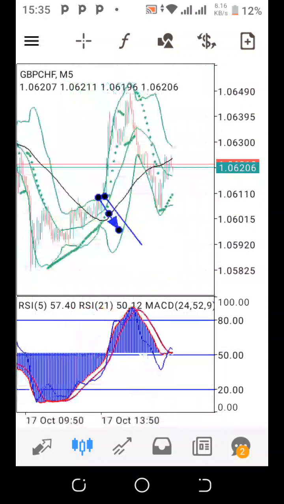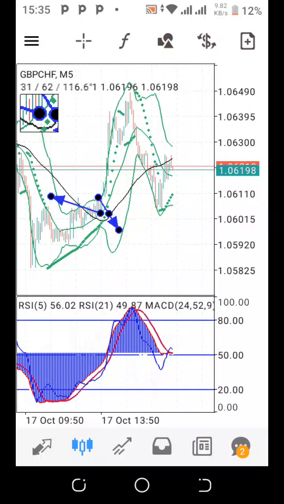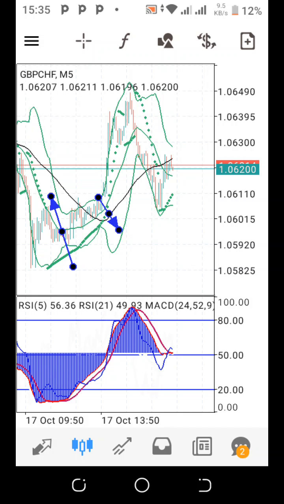Entered from here. It is where I entered from this place. That is where I entered my trade. So how are we going to trade this trade?